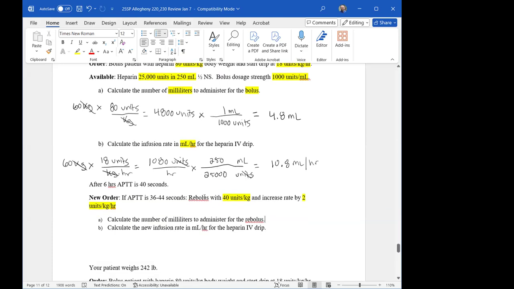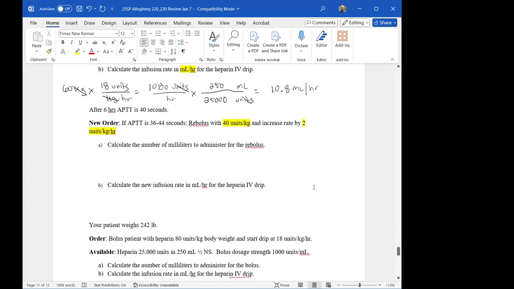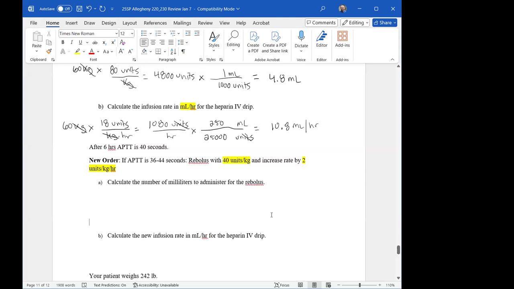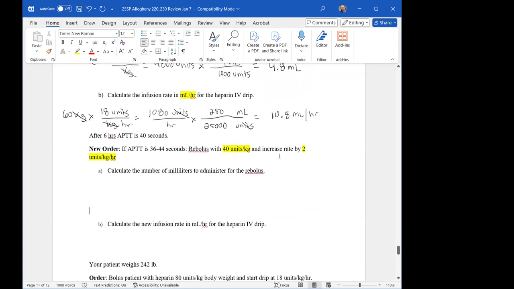But since we know the original was 80 and 18, we know that the new one would be based off of 20 units per kilogram per hour instead of 18. So just for practice, we'll do this. To keep it simple, 40 units per kilogram is exactly half of 80 units per kilogram. So we could actually just cut this number in half and it's going to be 2.4 milliliters. So if you did that, great.